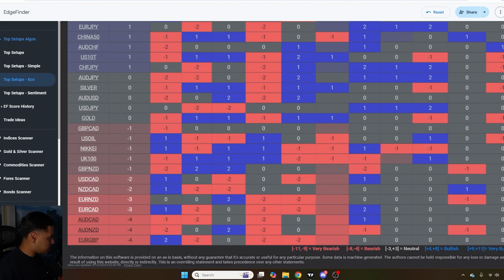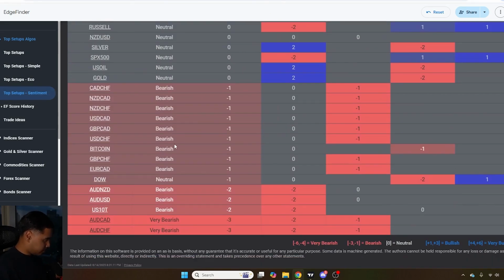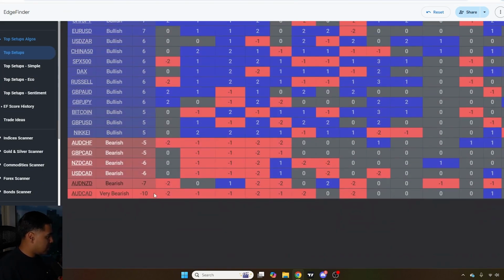Now, because we're in a very sentiment driven environment, we can actually go to the top setups sentiment page and confirm that further. And what do you know, New Zealand CAD here to the downside, bearish pressure. So that's a really good resource that we have at our disposal. We can look at the simple, we can look at the original top setups. I'm really interested to see how that one looks.